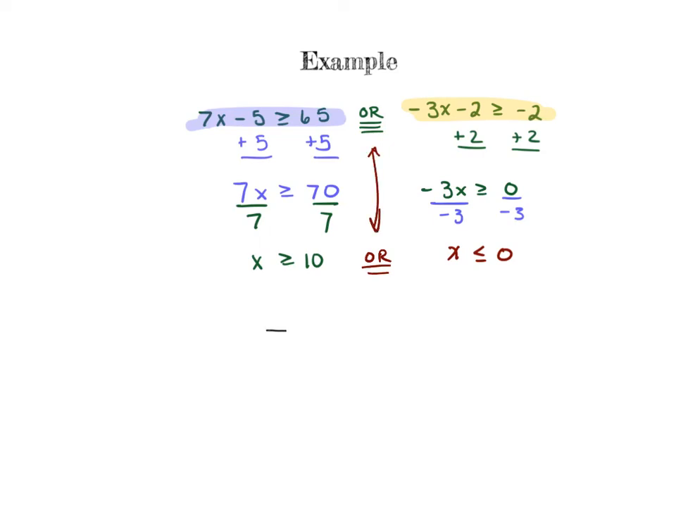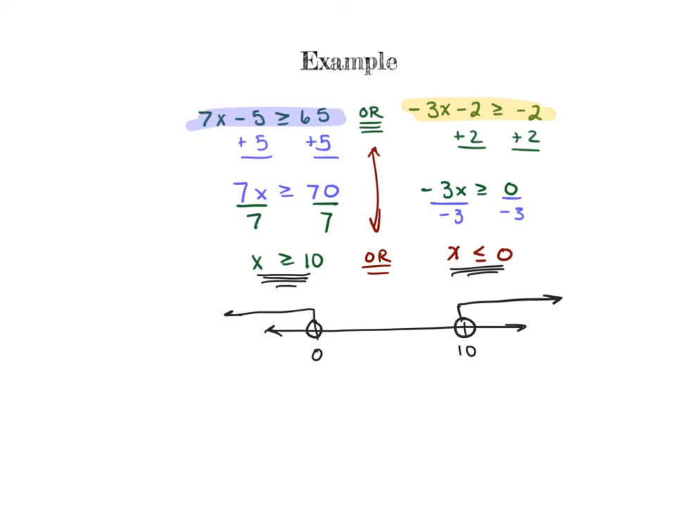Let's take a look at the graph. 0 is our small number and 10 is the big number. I want x's, numbers that are greater than 10. That's these. And then I want numbers that are less than or equal to 0. I should have filled in my circles because of the equal sign.